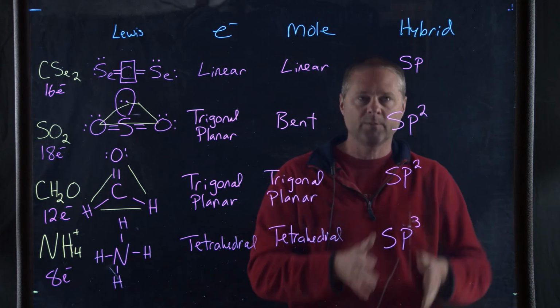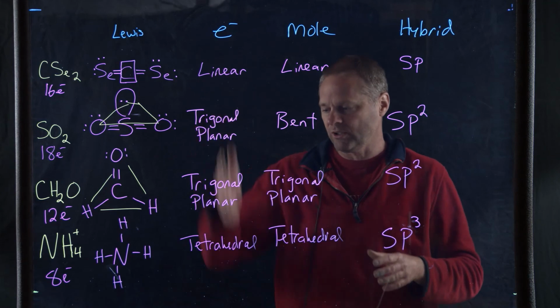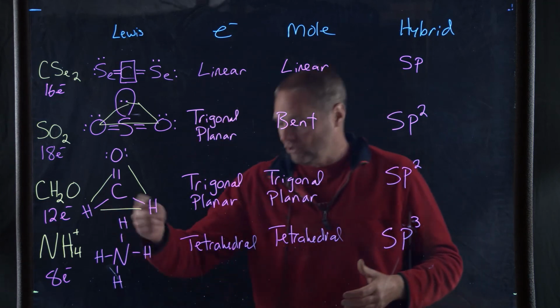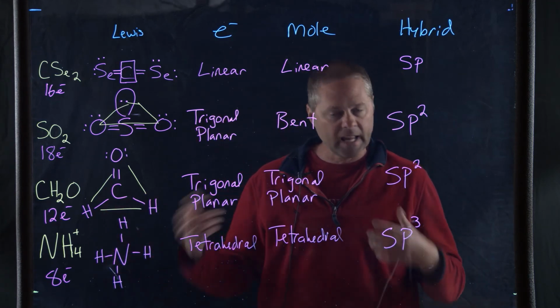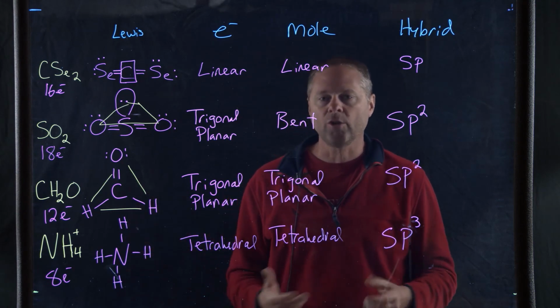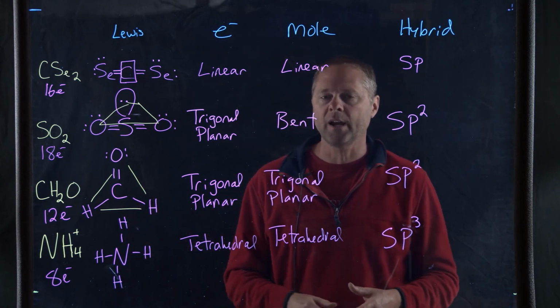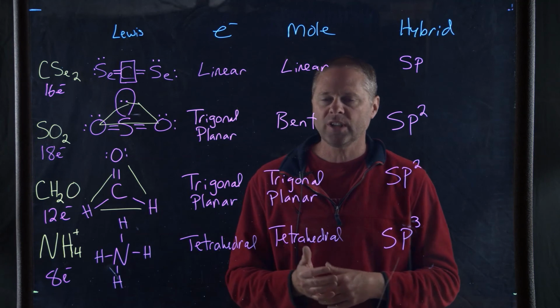I personally find figuring out the hybridization much easier once I know the geometry, or just count the number of bonding entities to the central atom. That's another way to determine a hybridization. If you have any questions on this, please ask.